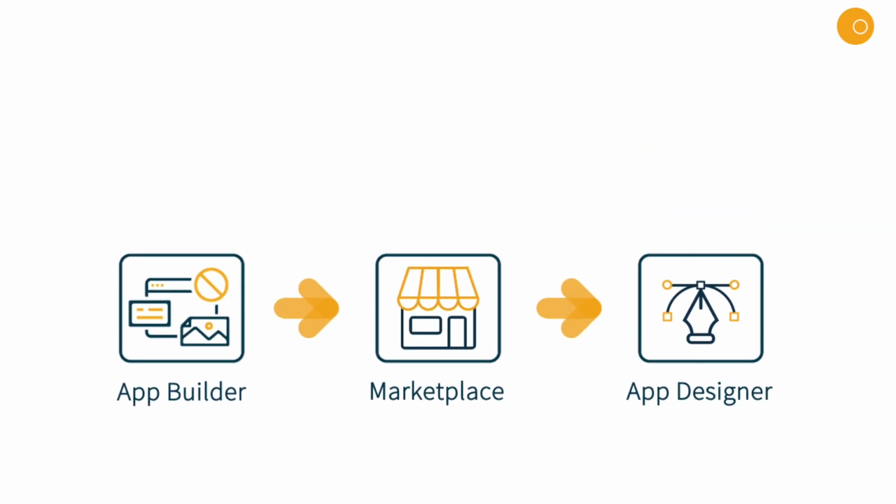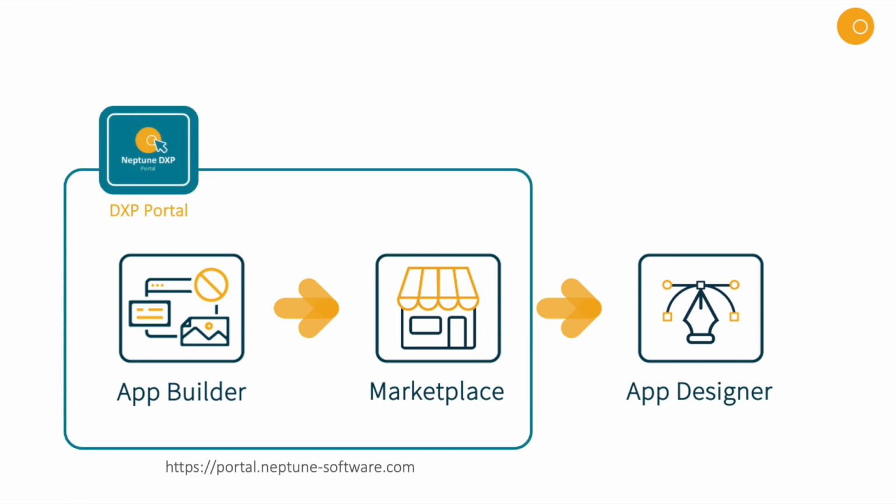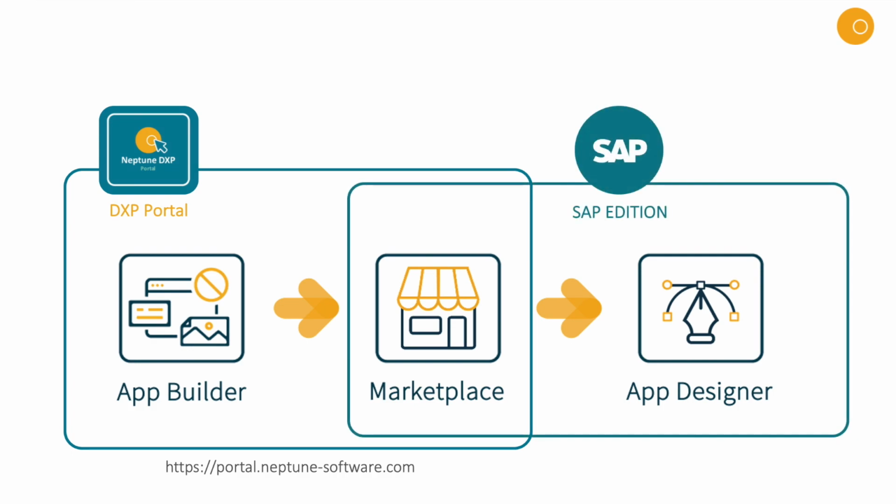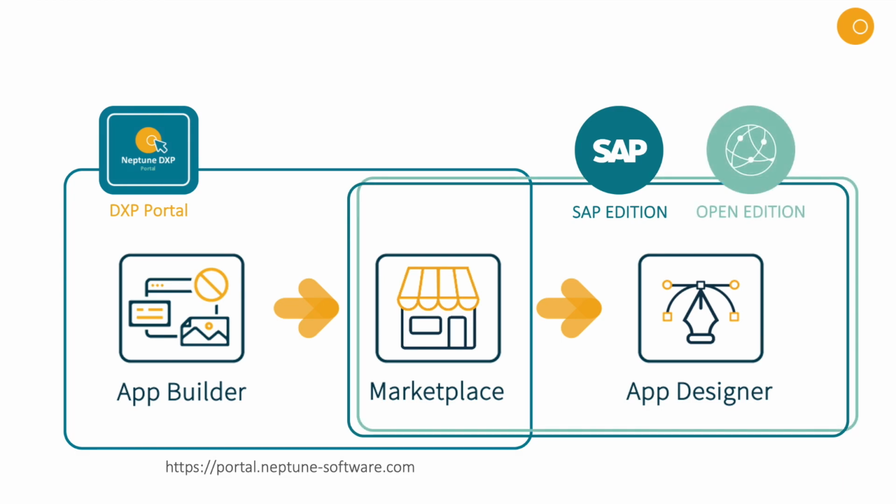The app builder and the marketplace are available within the Neptune portal. You can find them both on the home screen once you've logged in. If you don't have an account, it's free and quick to register and to access the portal. The app designer is available within the cockpit of either the SAP or the Open Edition modules.